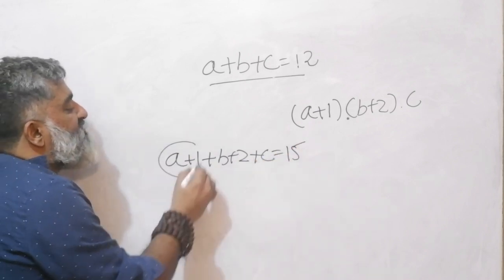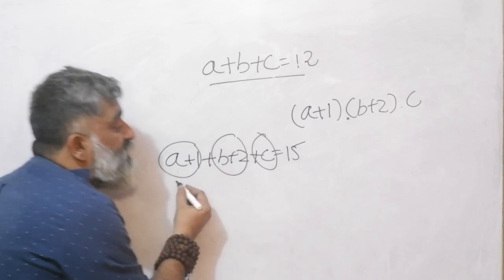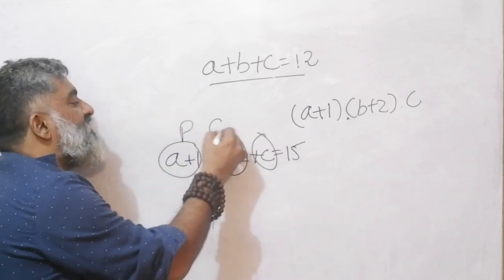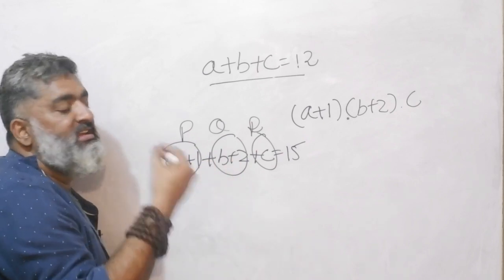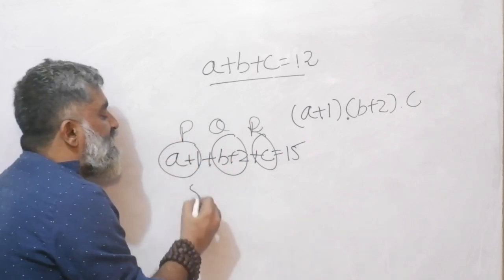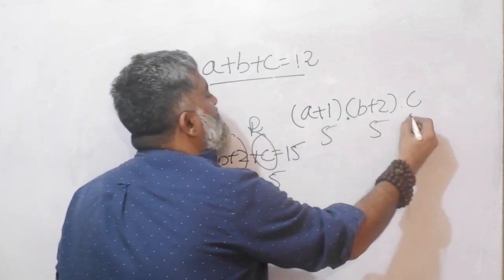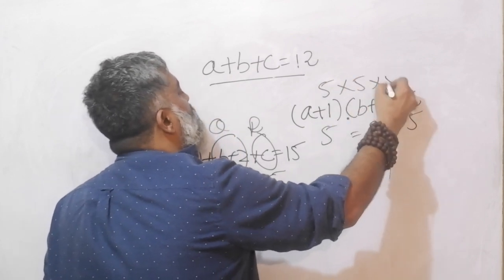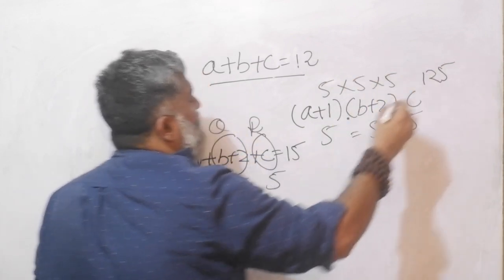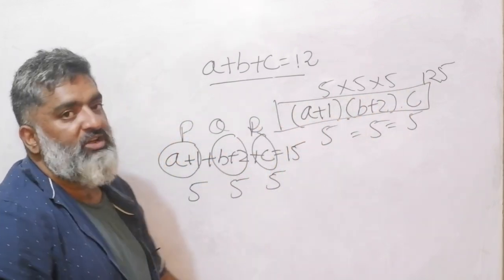So this is my one term, this is my other term, and this is my third term. Now naming them separately helps a lot, because that's what algebra is about, right? Naming and then simplifying the concept. Now this should be equal to 5, 5 and 5. That means this should be 5, this should be 5, this should be 5. They're equal to each other. The product will be 5 into 5 into 5 and you will get 125. So the maximum value of this product is going to be 125.